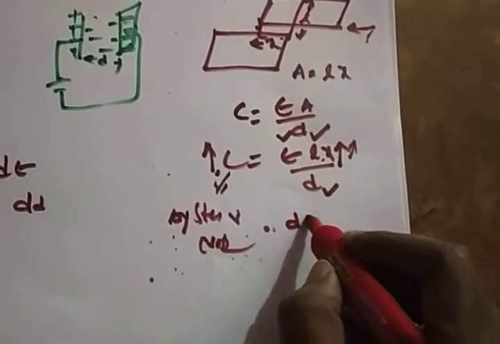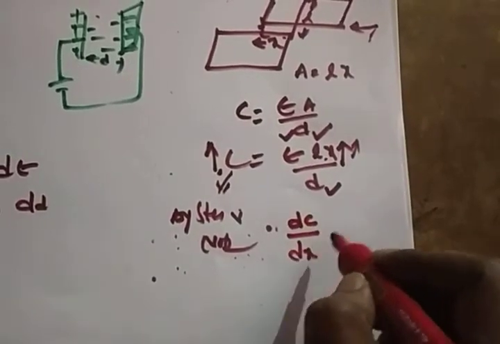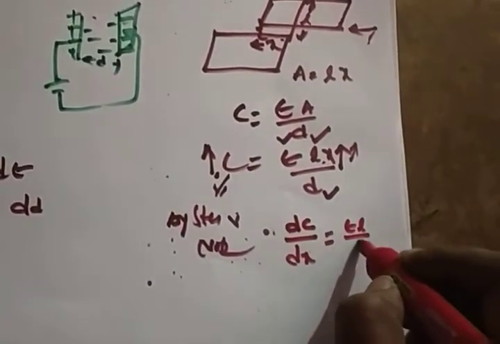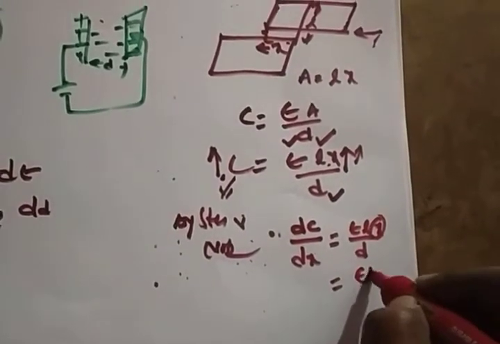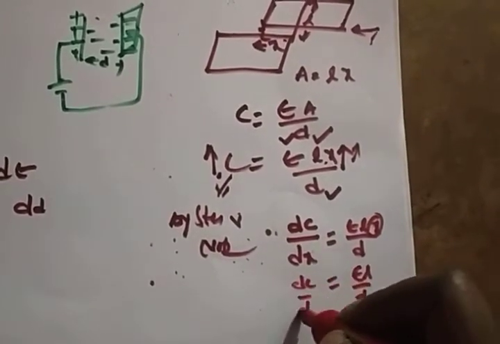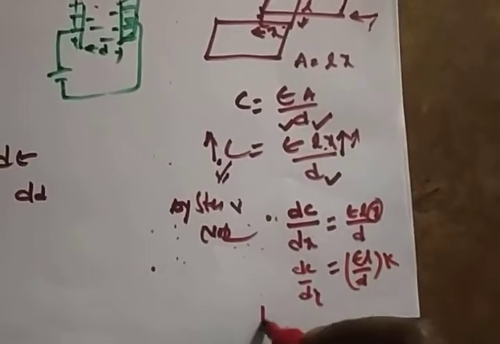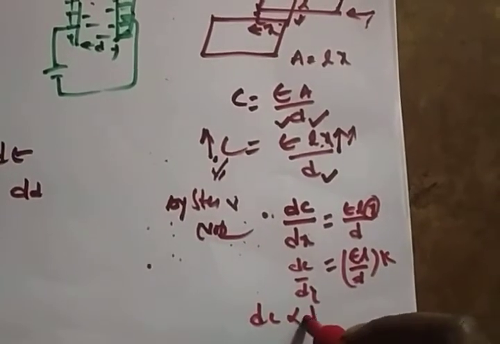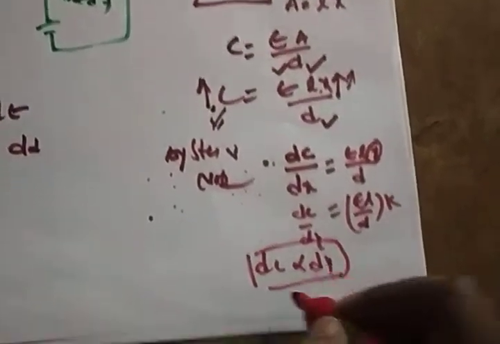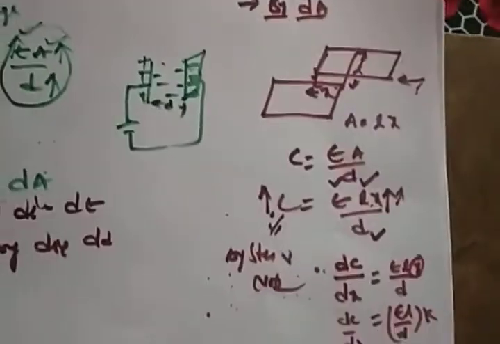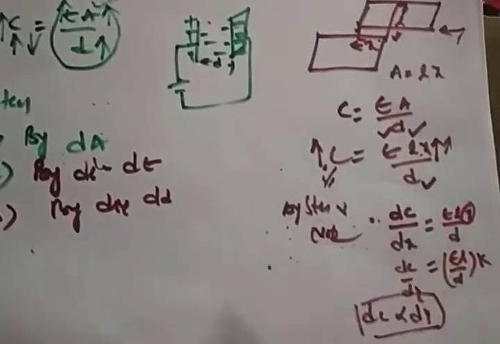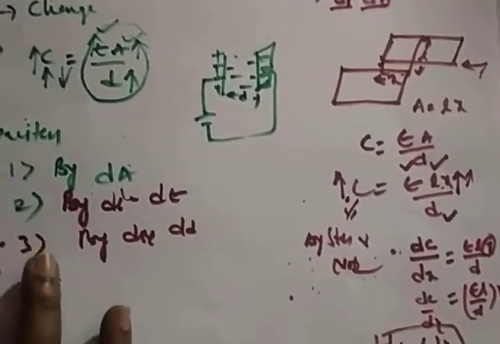So what is the output? Change in output is dC, change in input is dx. C is epsilon naught epsilon L by D. If you differentiate, dC by dx is equal to a constant. So dC is directly proportional to dx, so output is directly proportional to input. Then the scale is a linear scale. These are the things that we discussed in the last session.